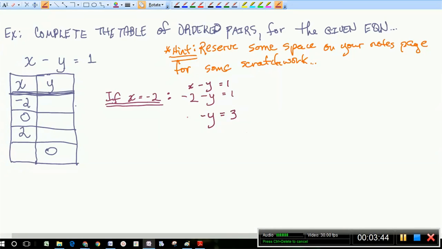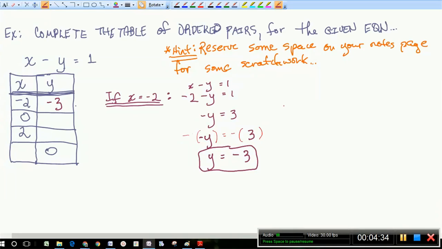Now, I cannot leave that negative on the y. What I can do is multiply both sides by a negative 1, or I can say I'm taking the opposite of both sides. It looks like this. You can say negative 1, or just put a negative if you'd like, that works as well. We'll put the equation in the parentheses there, so we have our original problem. I'm taking the opposite of both sides, which means I'll have a positive y and a negative 3. So for x equal to negative 2, y is equal to negative 3.